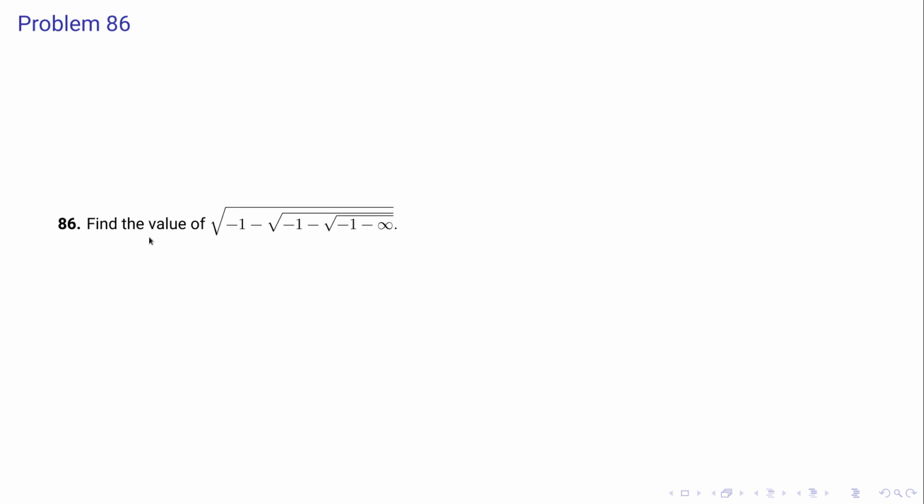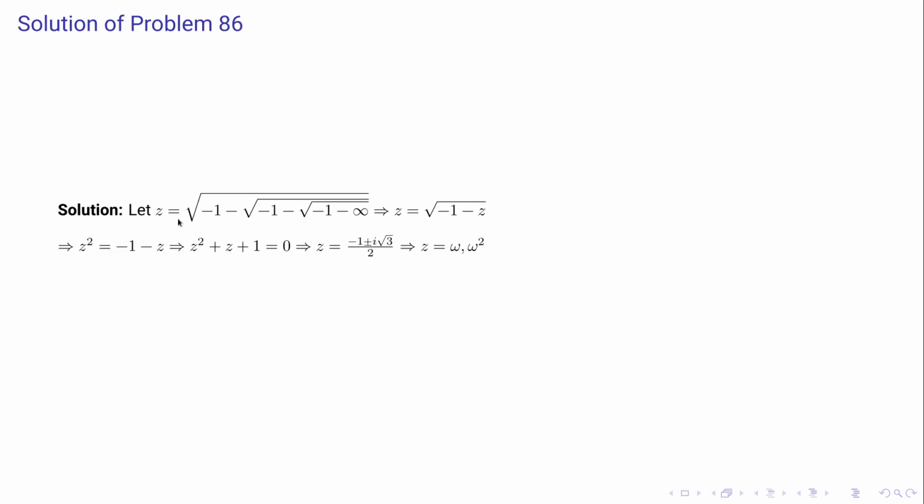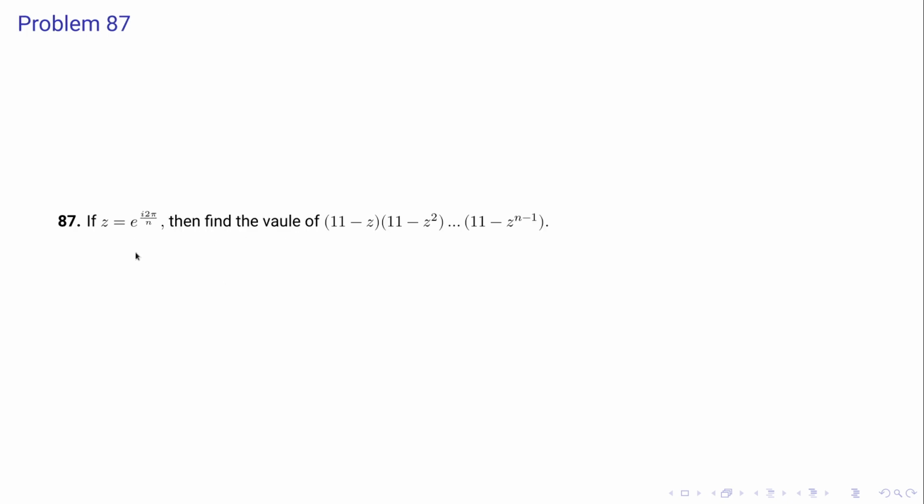Problem 86 says that find the value of square root of minus 1 minus square root of minus 1 minus square root of minus 1 and so on up to infinity. So in this case, we let the given expression be z. So we can write that z is equal to square root of minus 1 minus z. We square and bring everything on one side, we get z squared plus z plus 1 is equal to 0. So you know that this is an equation which will give us cube roots of unity, that is omega and omega squared.